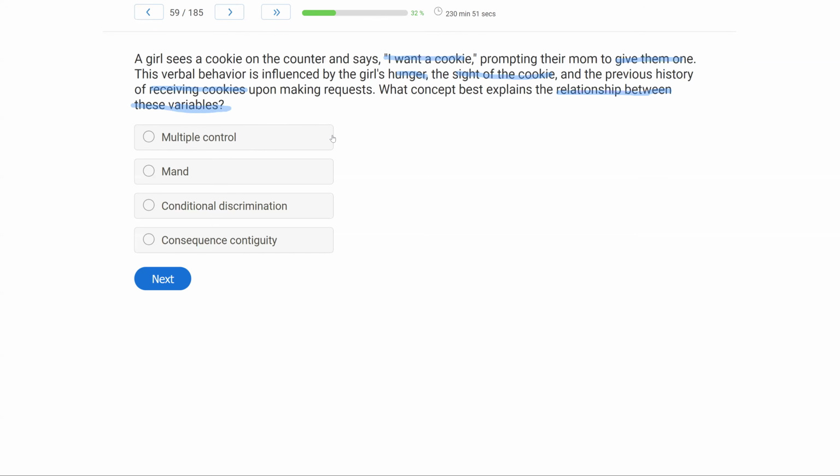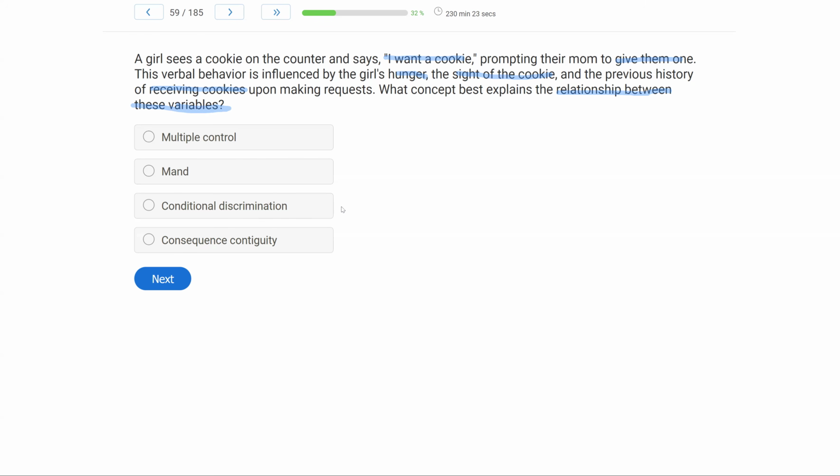Well, we call that A, multiple control. The hunger, sight of the cookie, history of receiving cookies, all have control over this particular verbal behavior, which appears to be a mand. And so when we have multiple variables impacting verbal behavior, we're talking about A, multiple control. We're not discussing the verbal behavior itself, but rather the relationship between these variables. Remember, answer what the question is asking.